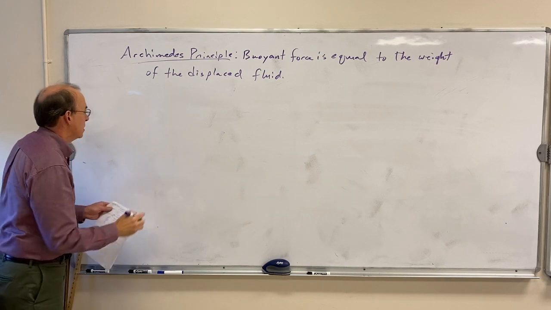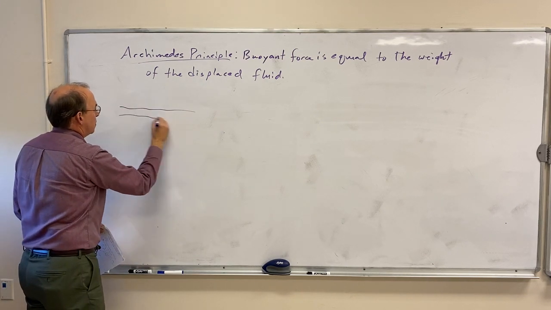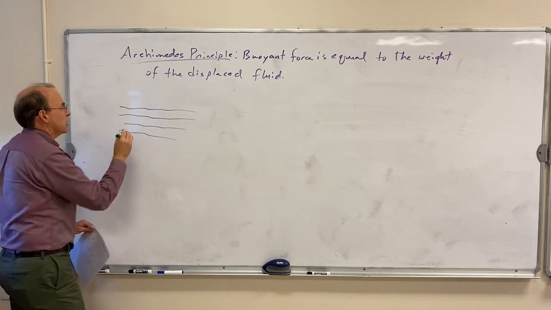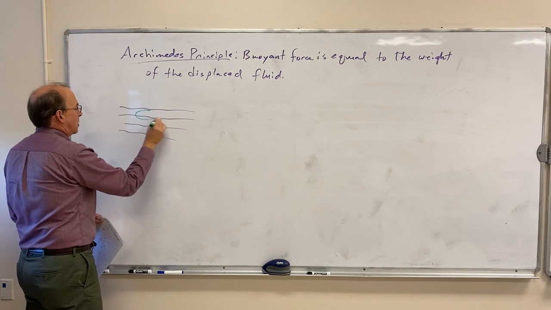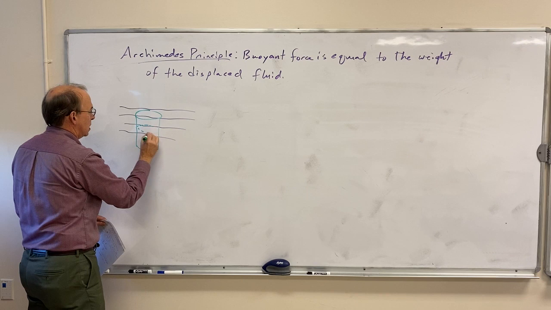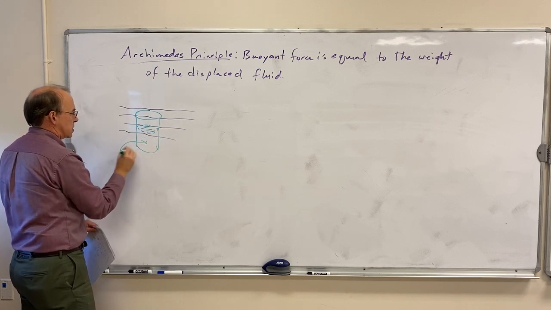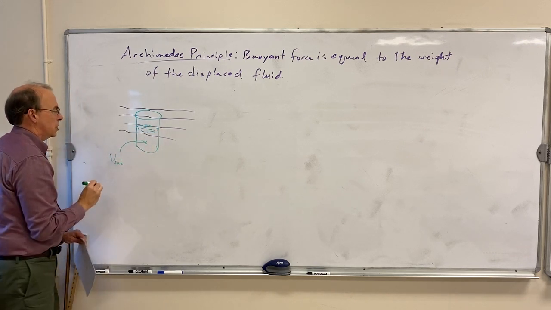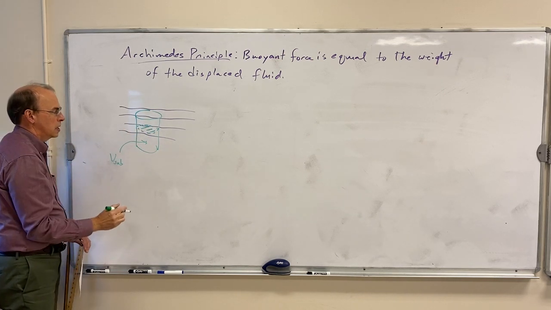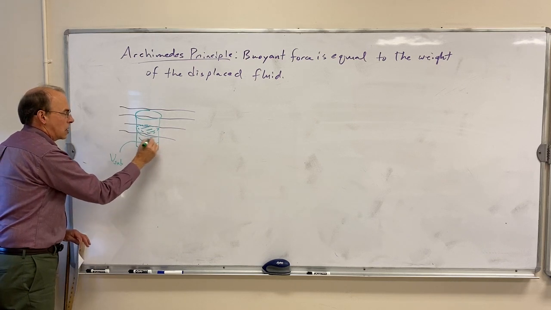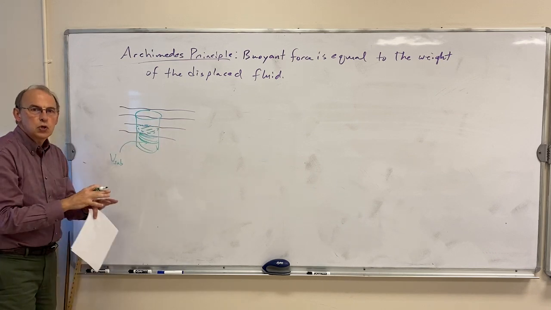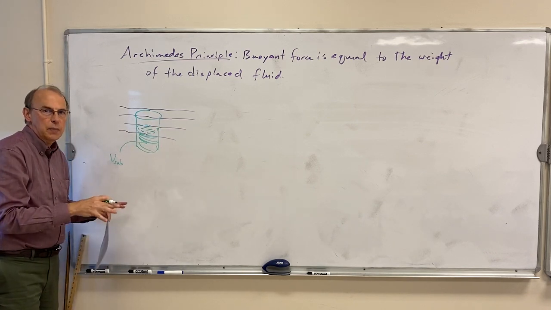What do I mean by that? I mean, if I've got some fluid here and I put something in that fluid, some object, and say part of that object is underwater, part of it's not, so there's this V submerged here. The weight of the part that's underwater, the weight of the part that displaced the fluid, that pushed the fluid out of the way. That's what I mean by displaced fluid.